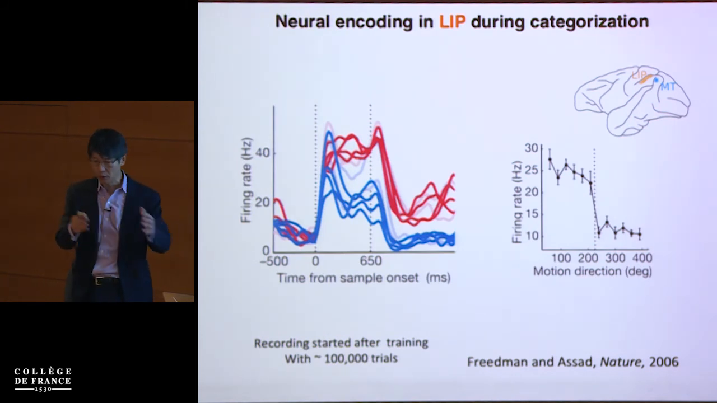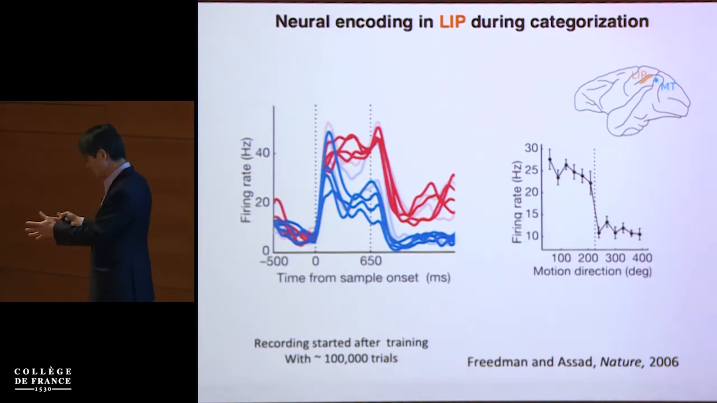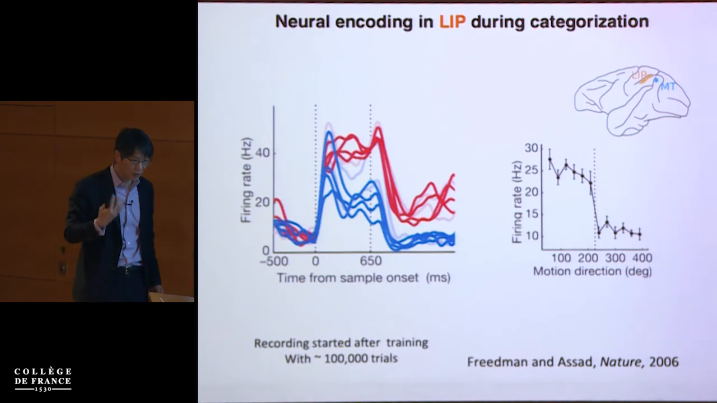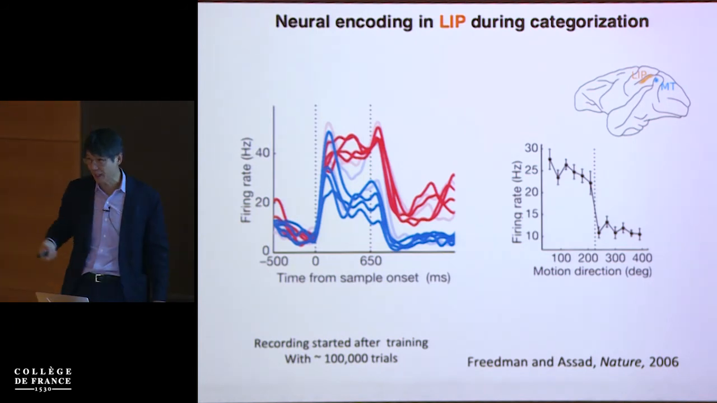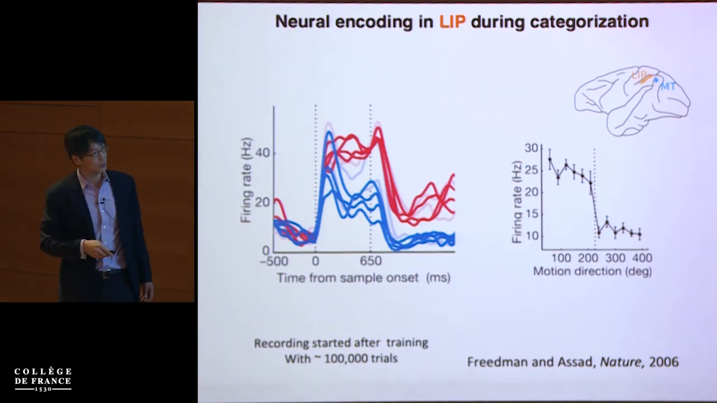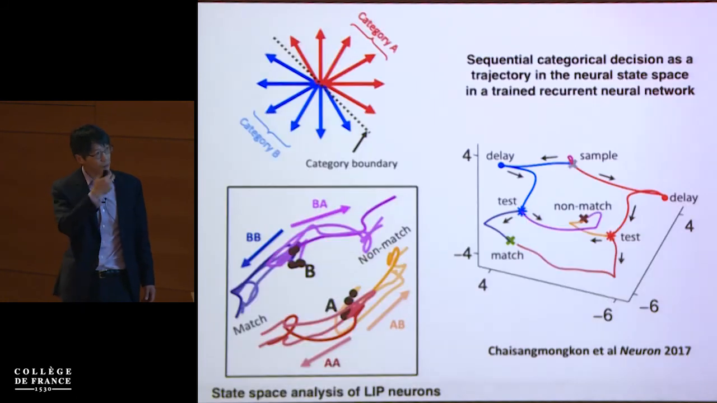Categorization for the sample, delay, and then categorization of the test and comparison between the two categories, right? Making a decision, match versus no match. And that's a bit hard to design by hand, right? So we decided instead to use this training recurrent network approach.